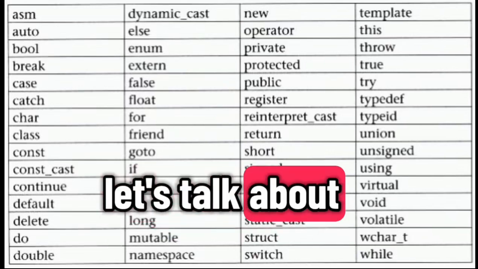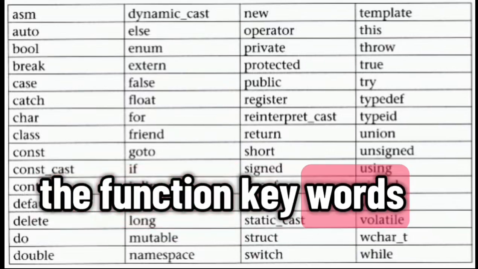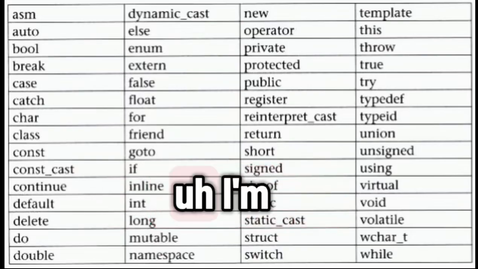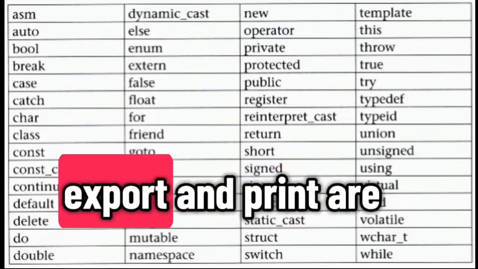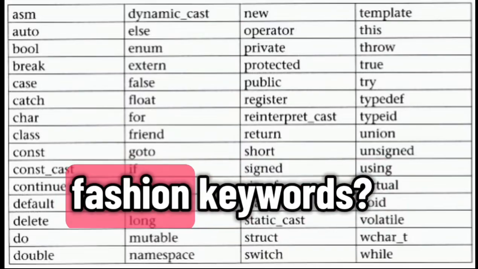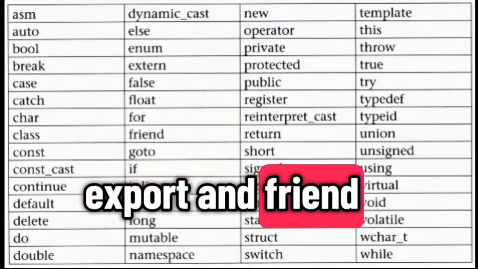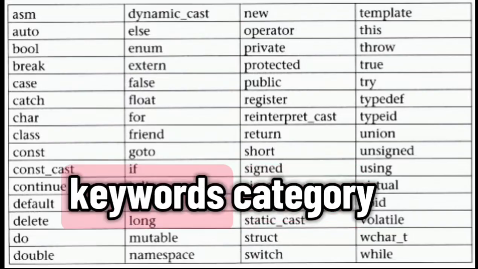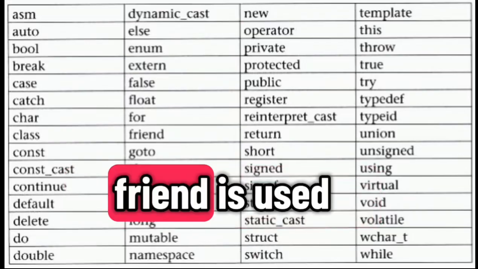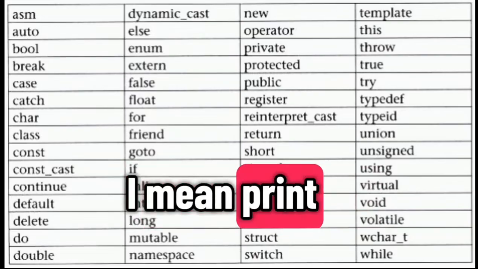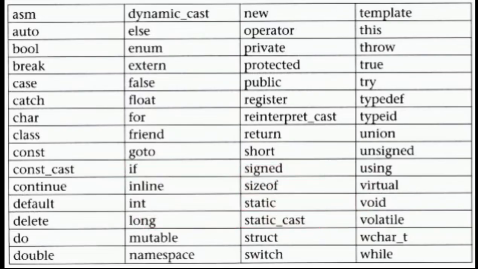Okay, let's talk about the function keywords like export, print. I'm wondering, are export and print part of the function keywords? Export and friend aren't really part of the function keywords category. I mean print. Got it.